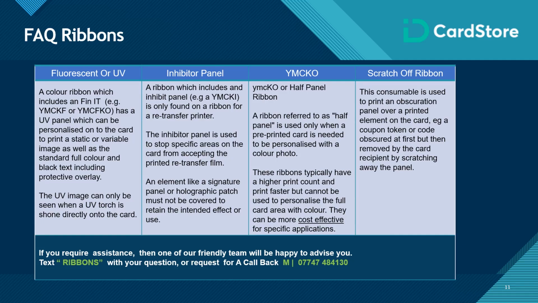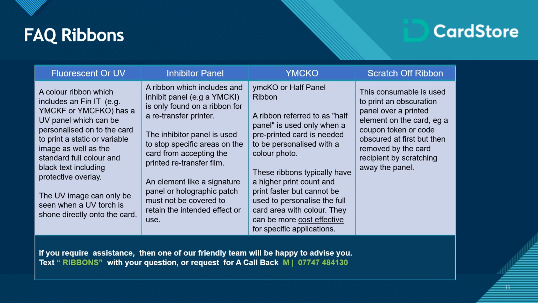Inhibitor panel. A ribbon which includes an inhibit panel, for example a YMCKI, is only found on a ribbon for a retransfer printer. The inhibitor panel is used to stop specific areas on the card from accepting the printed retransfer film. An element like a signature panel or holographic patch must not be covered to retain the intended effect or use.